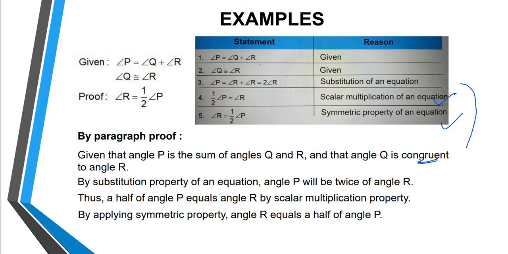So actually this is the same thing. It's just that this one is in terms of two-column, and this one is in terms of paragraph proof. Okay? Can you differentiate between the two?